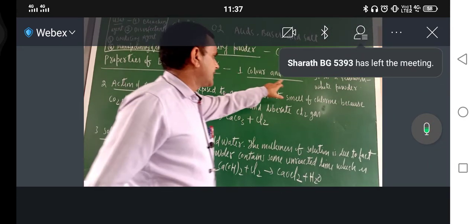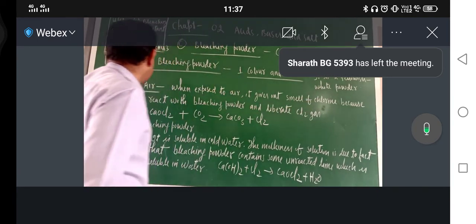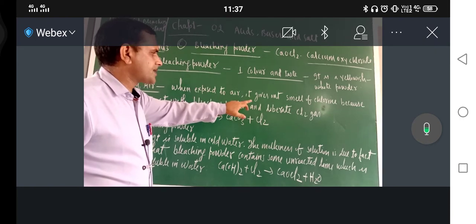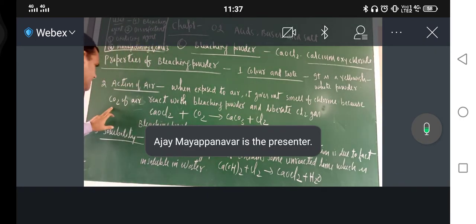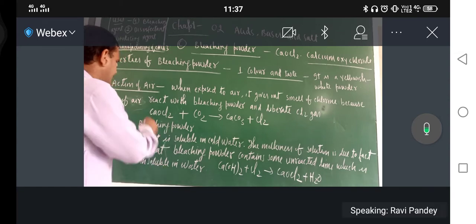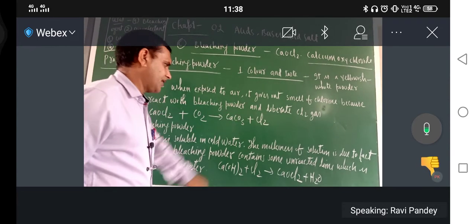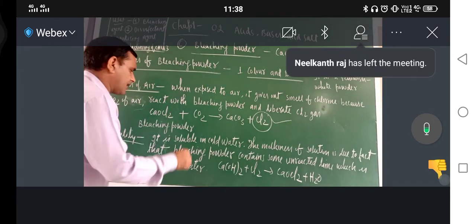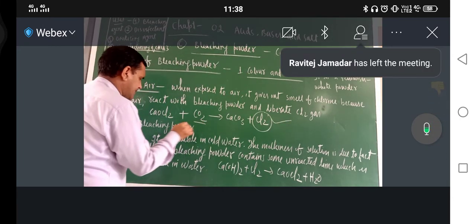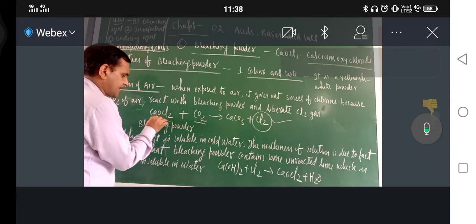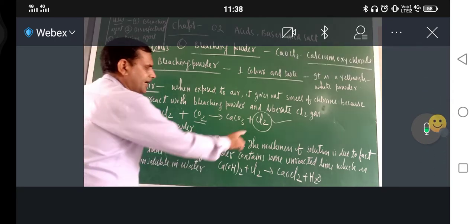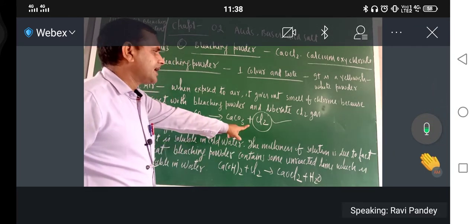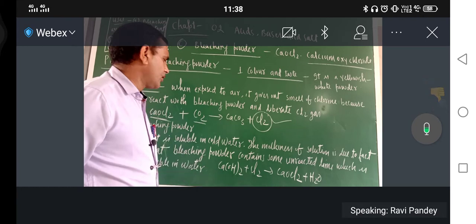First one is, it is dull white powder. Second one is action of air. When exposed to air, it gives out smell of chlorine because CO2 of air reacts with bleaching powder and liberates chlorine gas. Smell of chlorine is coming because in the air carbon dioxide gas is there. This carbon dioxide gas reacts with bleaching powder and it liberates chlorine gas. Because of the liberation of chlorine gas, it has chlorine smell.